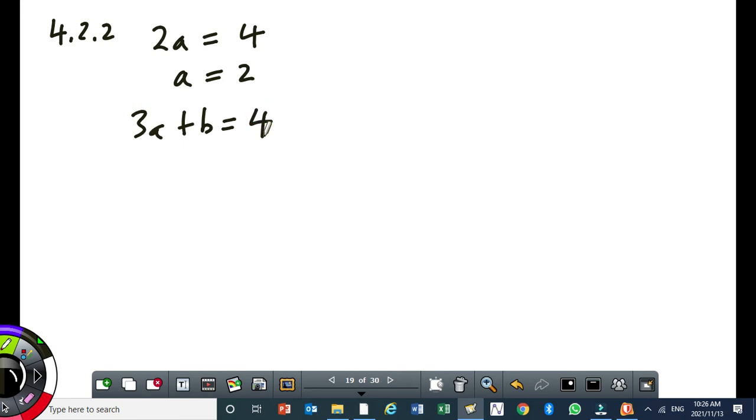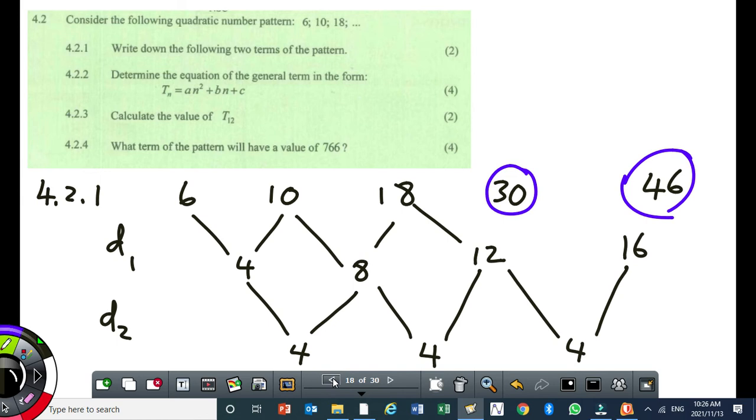Do you also know that you can also determine the value of b by using 5a plus b is equal to the second term of the first difference? Do you also know you can find b by using 7a plus b is equal to the third term of the first difference? I know that the most common method is to use the first term of the first differences, but that's not the only way. Okay, but maybe I'll just show you that you can also use 7a plus b is equal to the third term of the first difference.